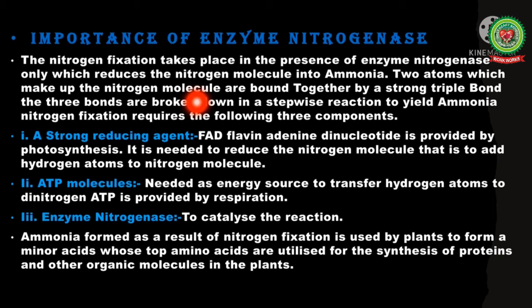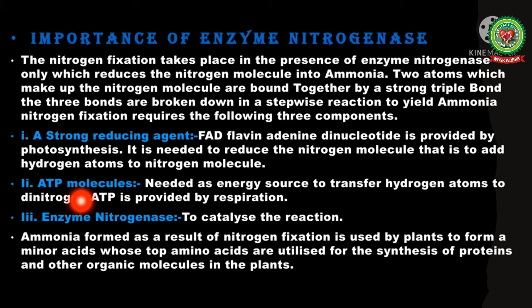These three bonds are broken down in stepwise reaction to yield ammonia. Nitrogen fixation requires the following three components: a strong reducing agent, that is FADH, which is provided during the process of photosynthesis. It is needed to reduce the nitrogen molecule, that is, to add hydrogen atoms to the nitrogen molecule. Then is ATP, which is needed as an energy source. And the last one is the enzyme nitrogenase, which catalyzes the reaction.